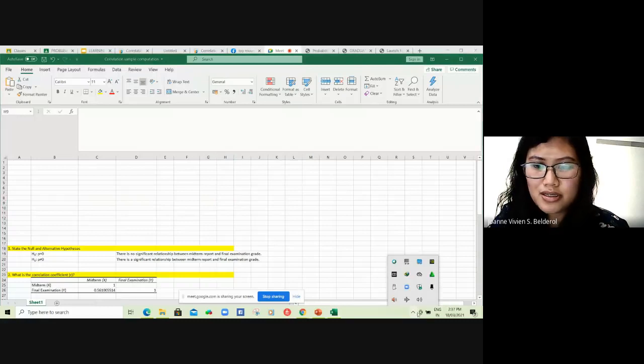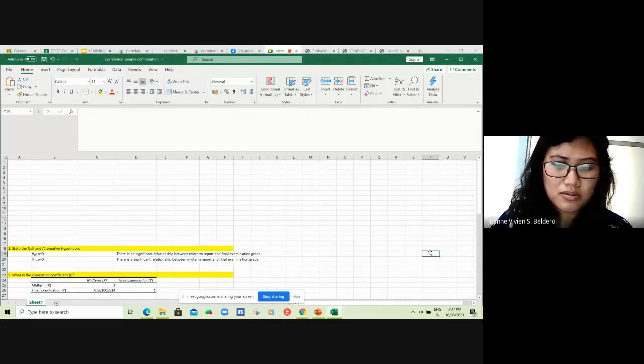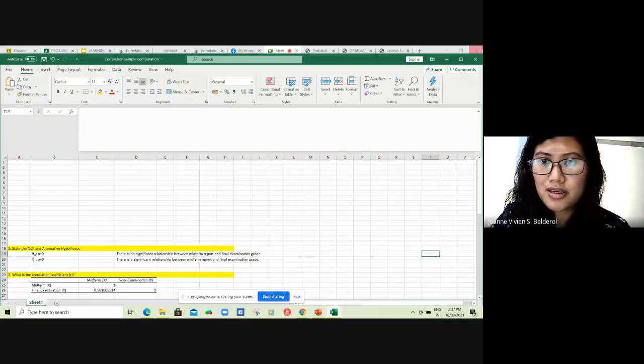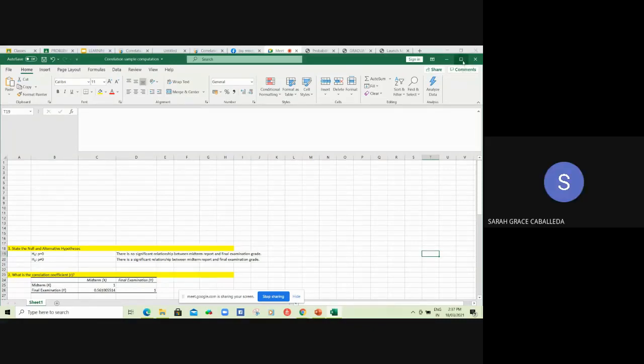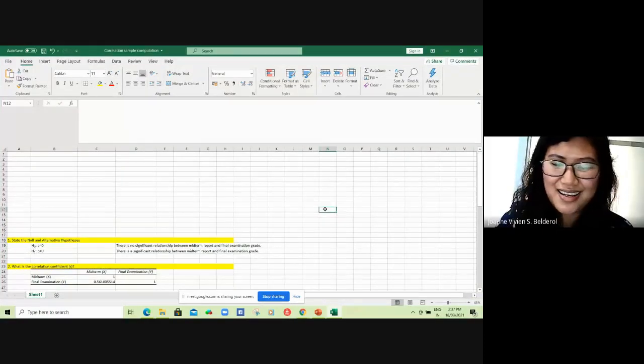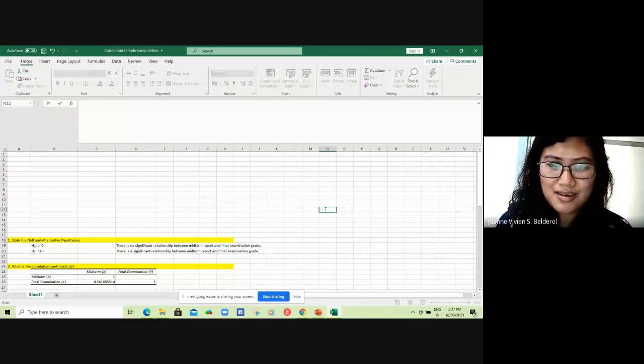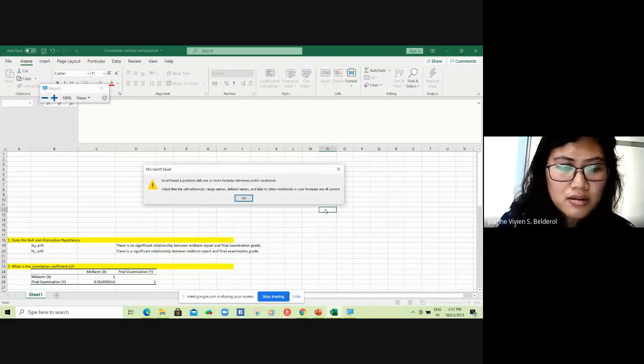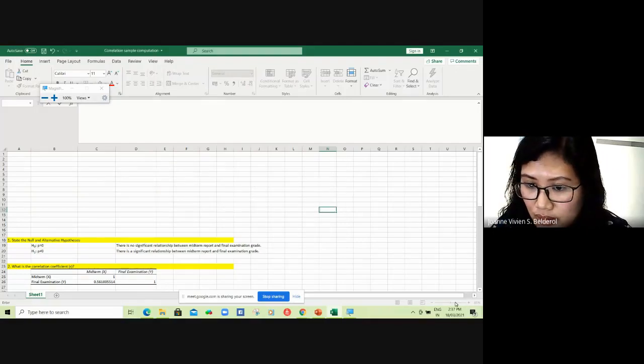Can you see the Excel part? Or is it too small? The Excel is too small.